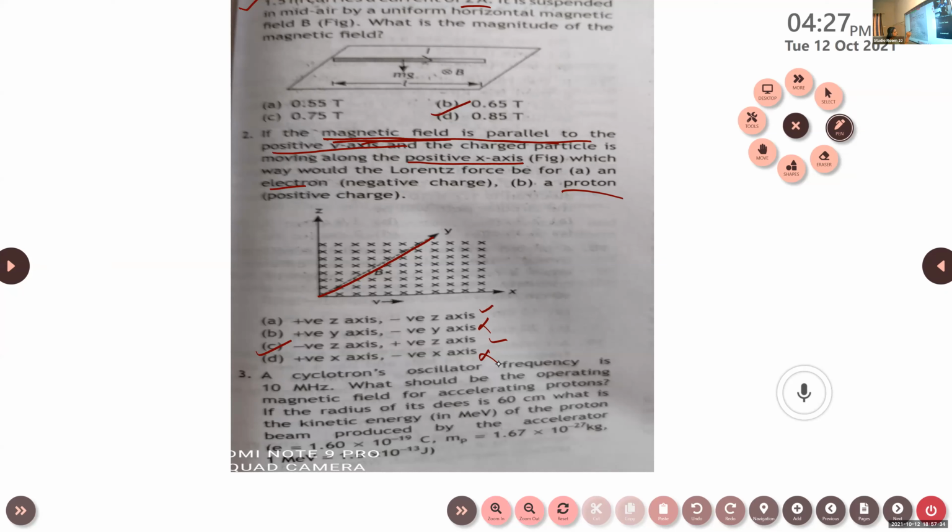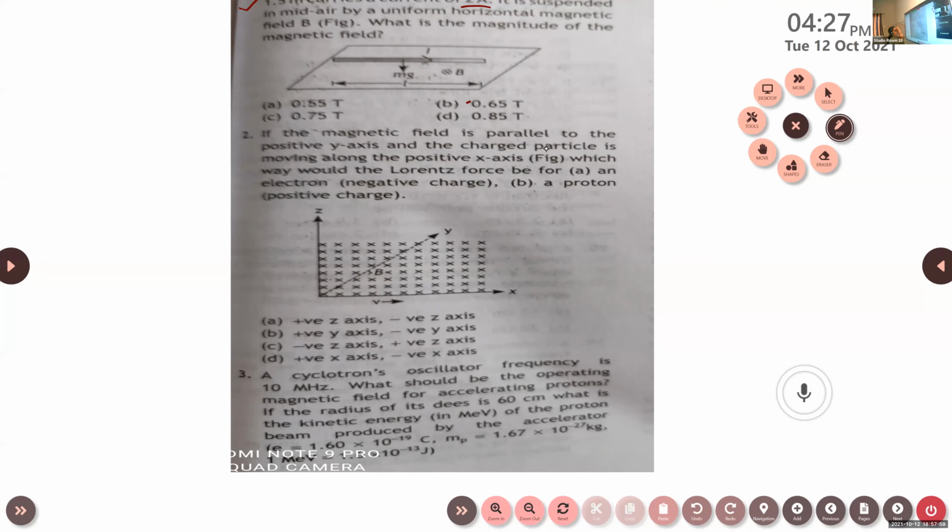But here we need to calculate the Lorentz force which is acting on the electron. Electron is a negative charge, so that force should act along the negative Z axis. And the Lorentz force for proton should be along the positive Z axis, since it is a positive charge. It's a very simple question. You just think and answer.